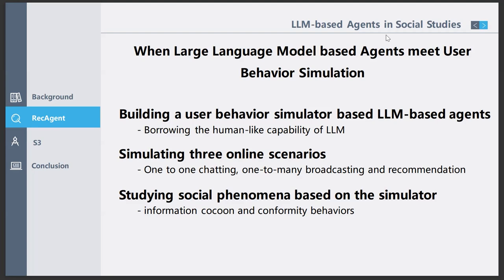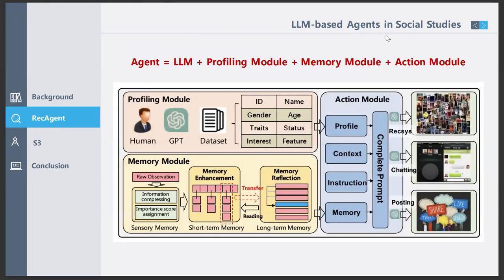Based on the simulation, they also study social phenomena with the simulator. There are two important social phenomena. The first one is information cocoon, and the second one is conformity behaviors. In this work, the agent is composed of four modules. The first one is the LLM itself, the second one is the profile module, the third one is the memory module, and the last one is the action module.